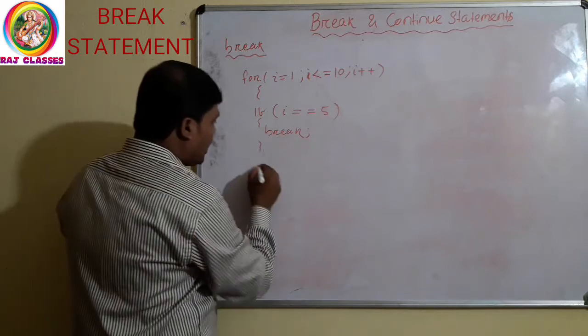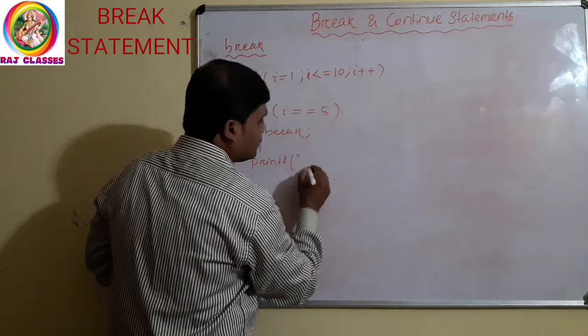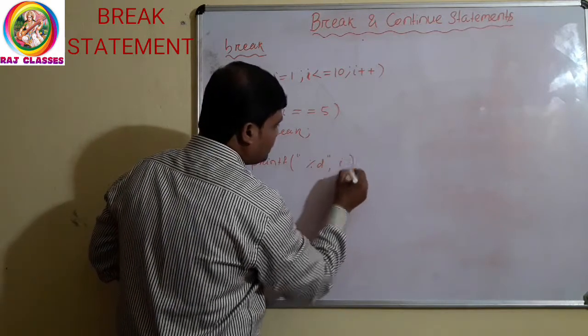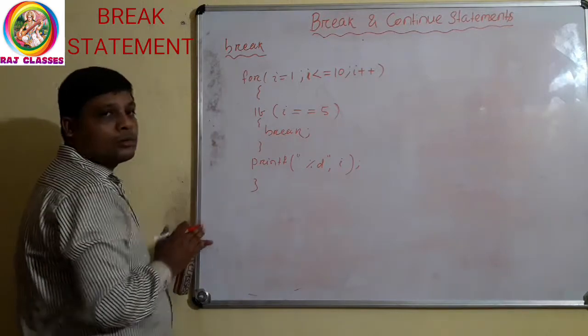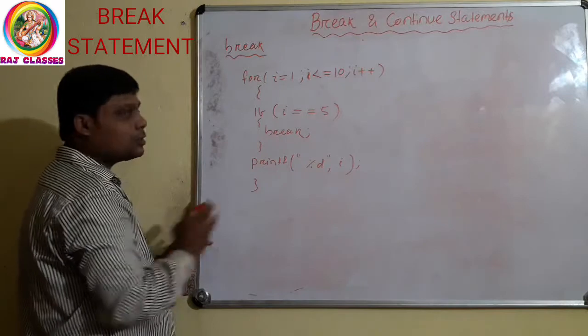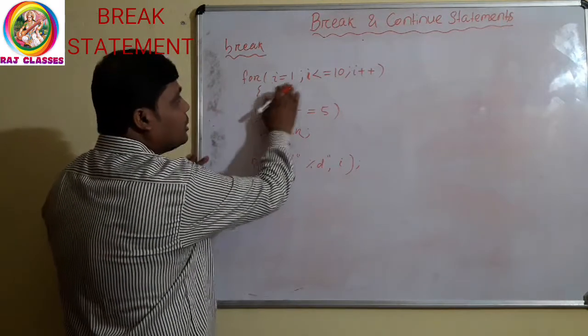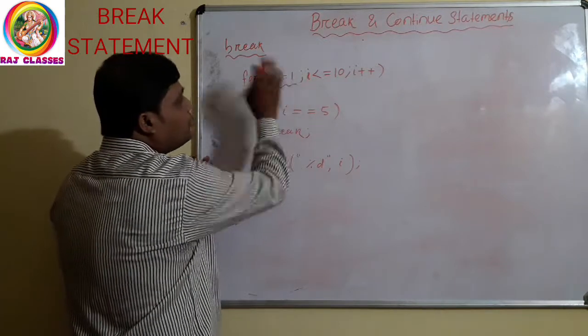Clear? And here I am printing, printf, the value of each I. Clear? This is a small code. Then what will the output be? Just see, for I equal to 1, this is the initialization part. Clear? So the I value will be 1.